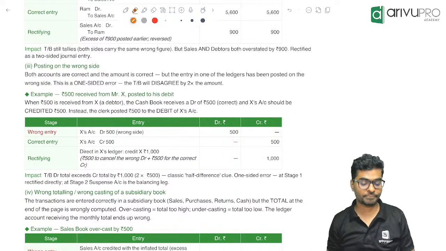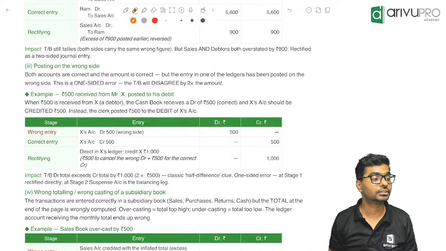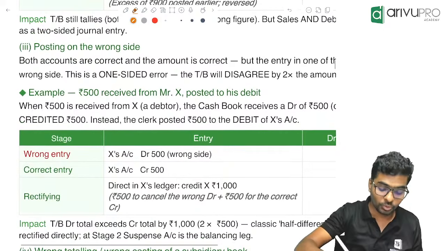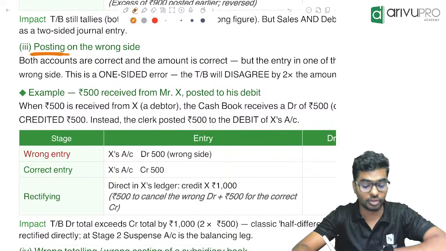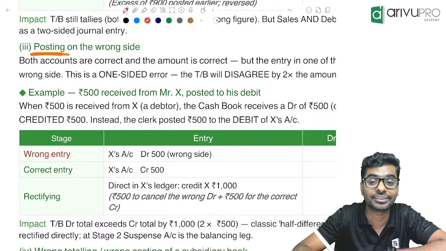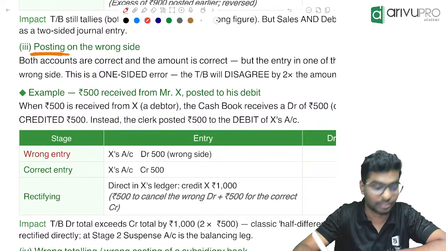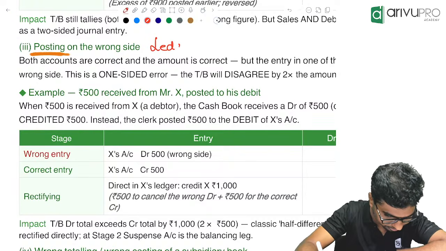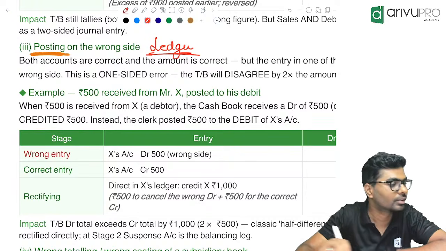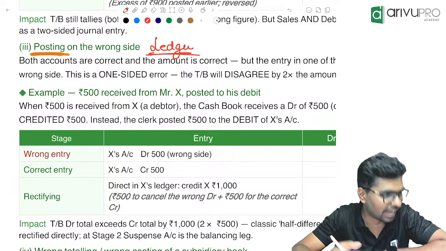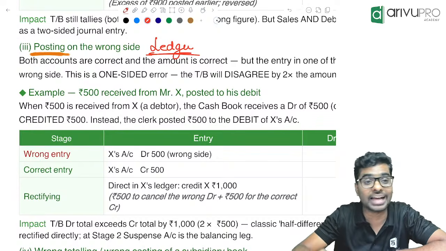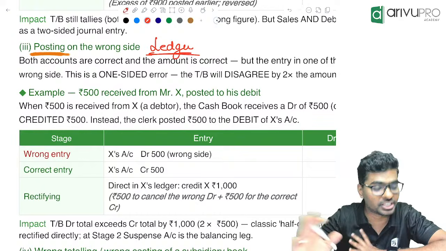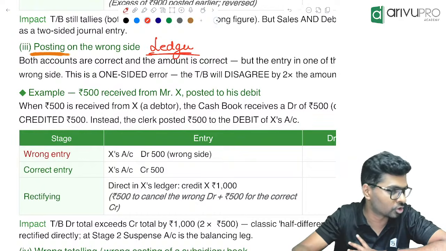Next one. Read the term. What is posting? Posting means transferring from journal to ledger. Transfer from journal to ledger is posting.